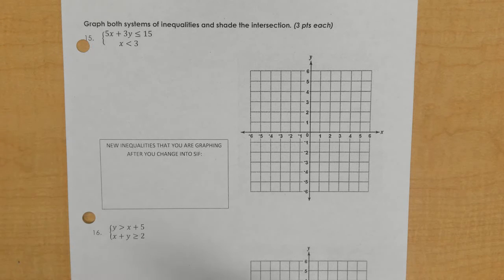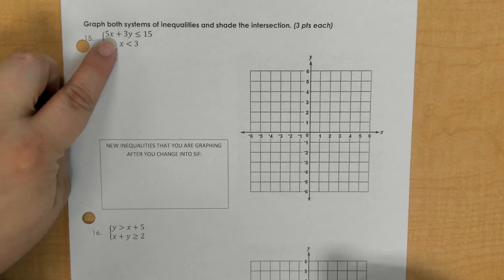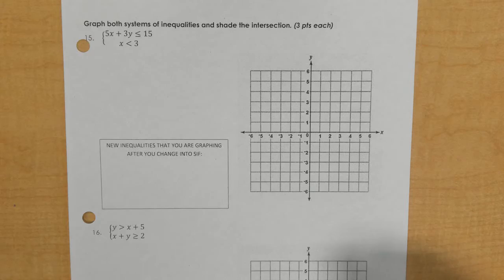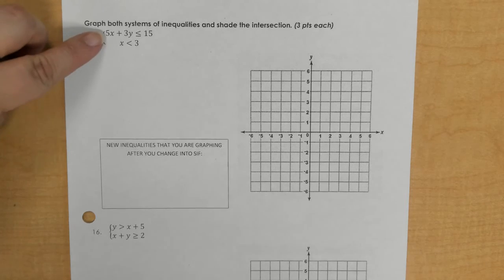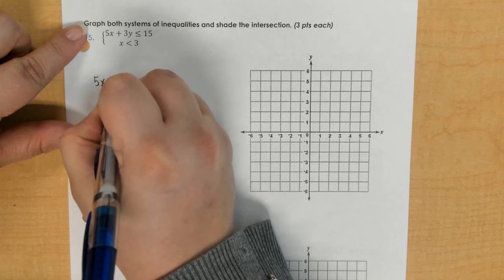For 15 and 16, we have to graph the inequalities and shade the intersection. So first thing I want to make sure is they're in slope-intercept form. And in this case, they are not. So the first inequality, I'm going to go ahead and write that down.